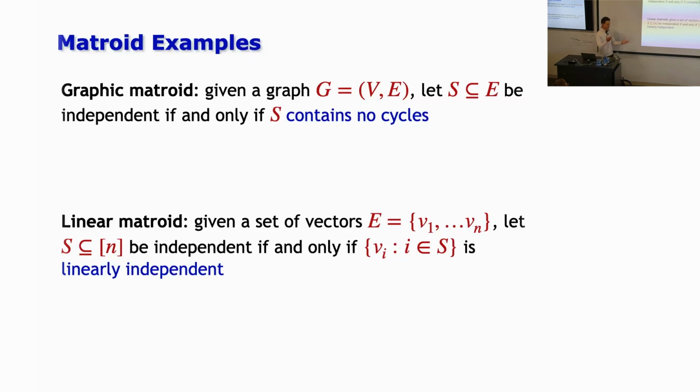Again, I won't go through all these conditions to prove to you that it is indeed a Matroid. But again, at least the downward closure property should be clear to you. If you have a set of linearly independent vectors, then any subset of those vectors is also linearly independent.